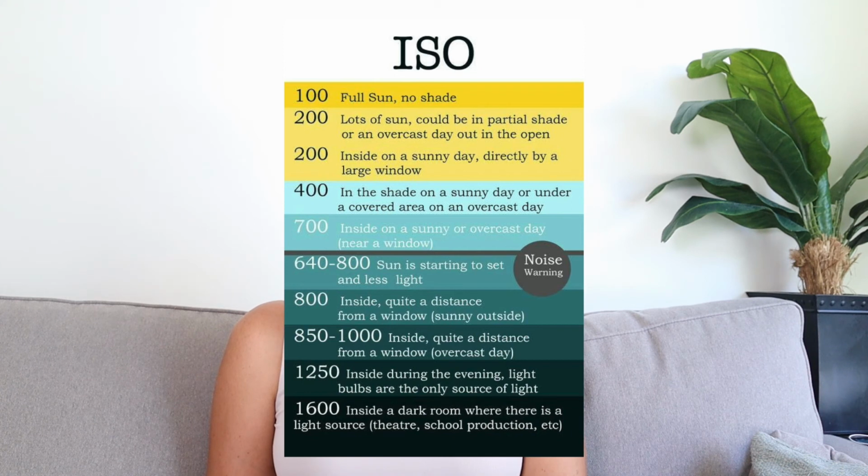If the sun is starting to set, sunrise, sunset, that kind of day, you might be in between 640 and 800. And then it kind of goes down here, shows you different settings, and 1600 inside a dark room where there is a light source, so a theatre or a school production, etc. So as you can see from these charts, the ISO affects the amount of light in the photograph, and it also affects the amount of noise.